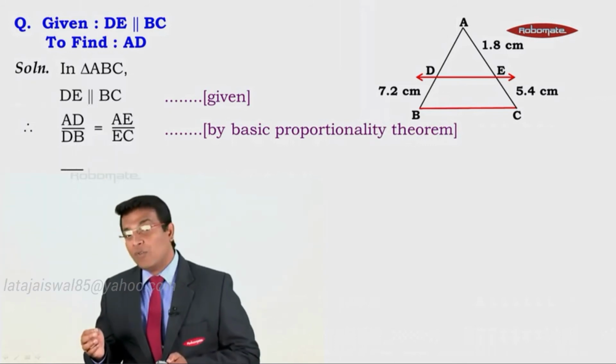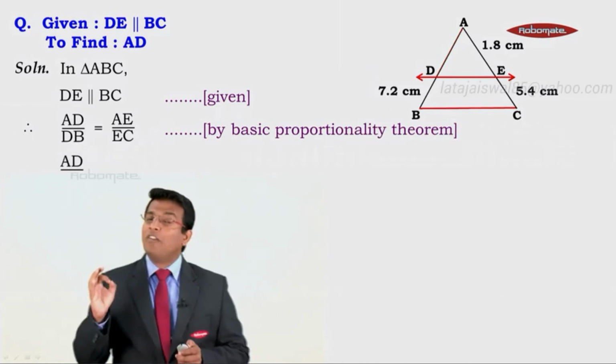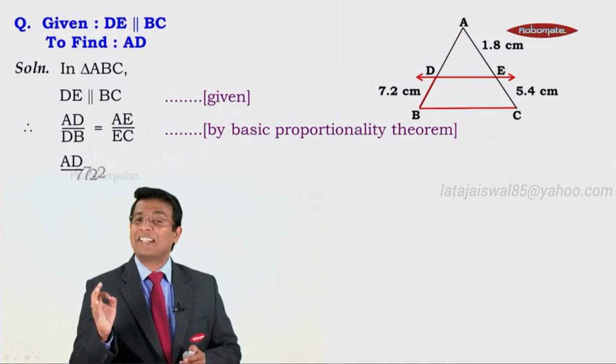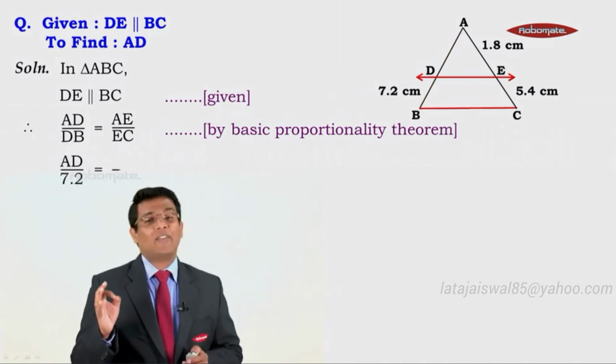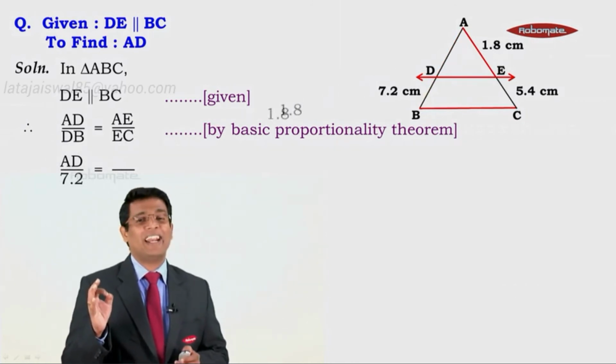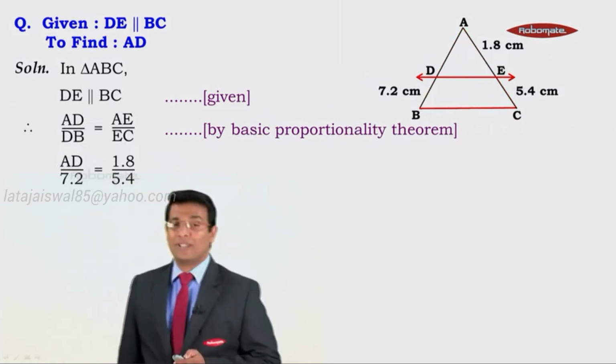The value of AD, do we know? No, we keep it as it is. Beautiful. And the value of DB, is that known to us? Yes, it is known to us. How much is that? 7.2. Beautiful. And the value of AE, is that known to us? Yes. How much is that? It's nothing but 1.8. And the value of EC, we know, is 5.4. We substitute the values there.